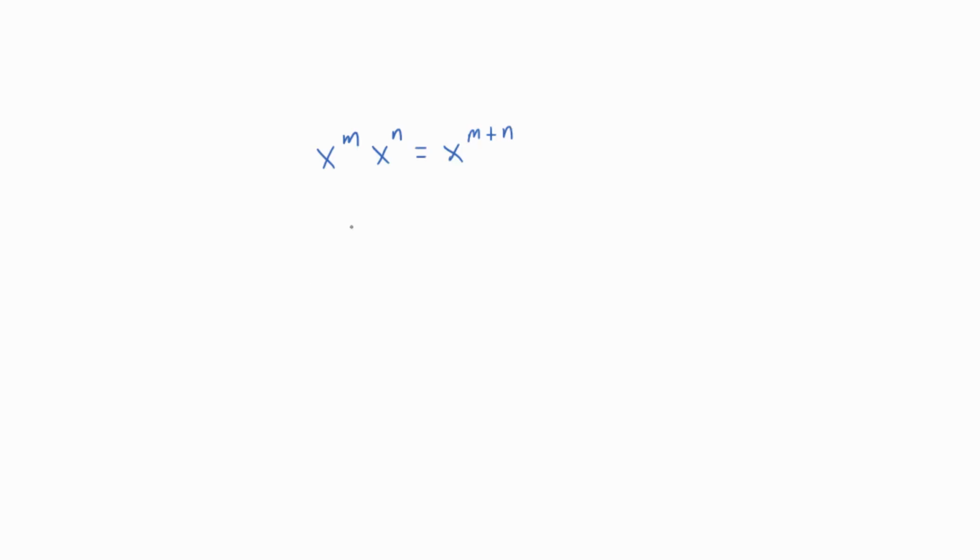Now, if you had x to the m, and then you take that whole thing to the n power, then exponent on the inside, exponent on the outside, yes, you do multiply. You keep the base and multiply the exponents.